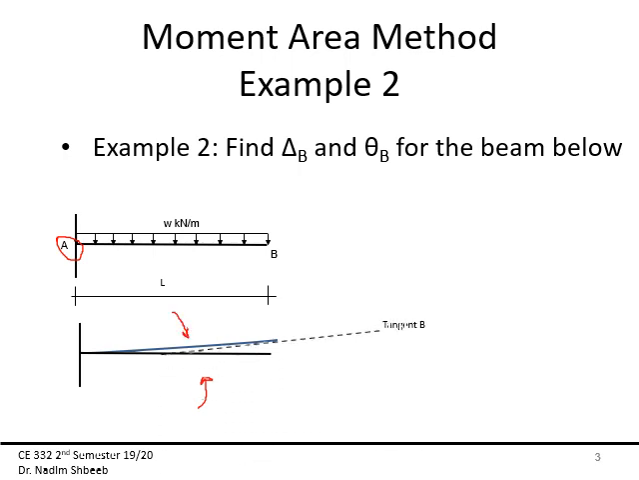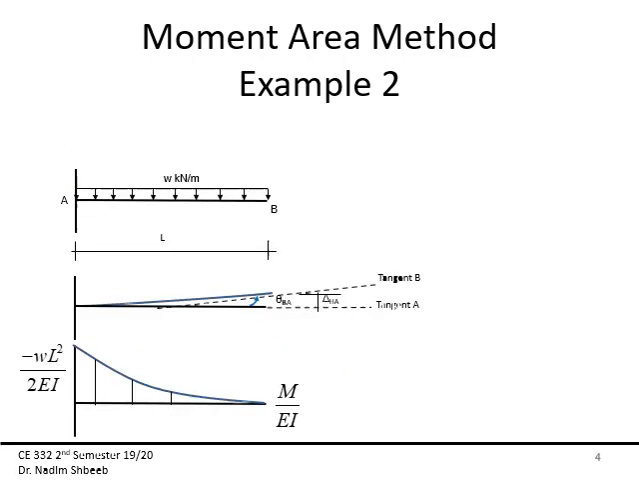So based on that, if I take a tangent at point B here, and then take the tangent at point A, then theta BA, which is the angle at B measured from the tangent at A, is this, and the vertical deviation from point B measured from tangent A is equal to delta BA. So now these are the two things that I'm going to figure out.